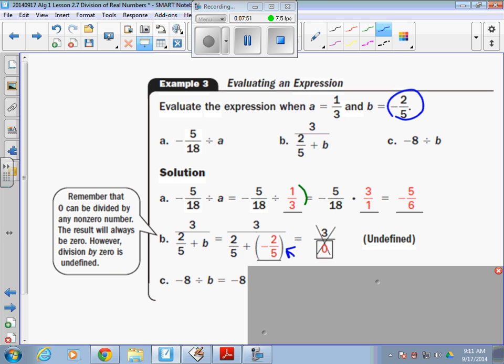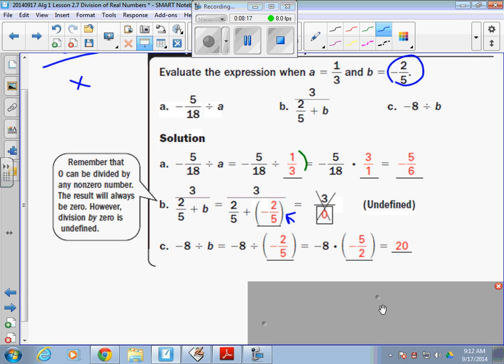If you look off to the left, it says, remember that 0 can be divided by any non-zero number. So 0 can be at the top of a fraction. Anything could be at the bottom. The result will always be 0. However, division by 0 is undefined. It can never be divided by 0. If you have a calculator and you punch in something and you press divide by 0, it'll say error, or it'll say syntax, or it'll say something like that.